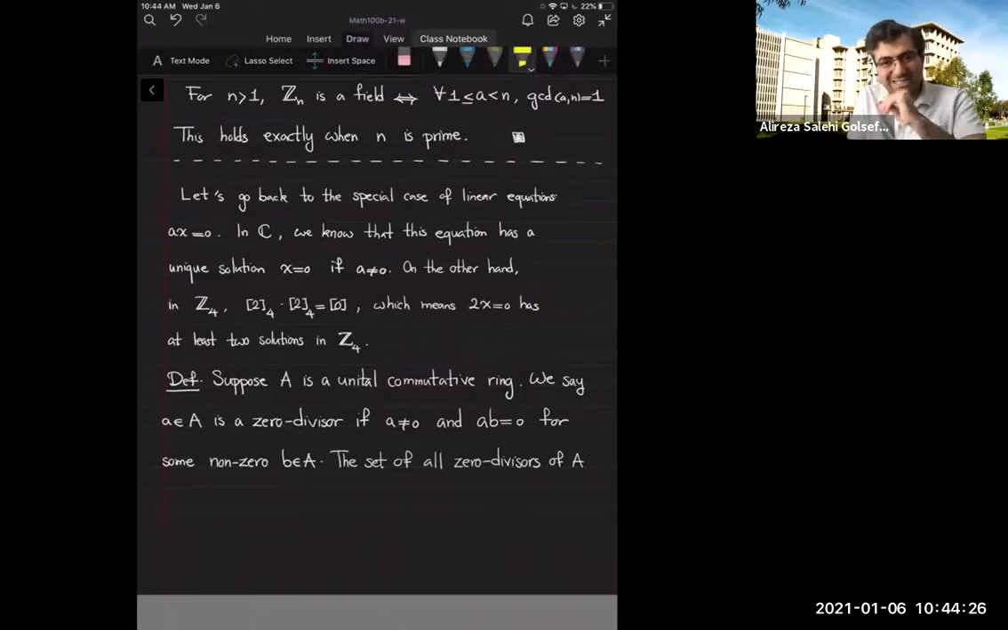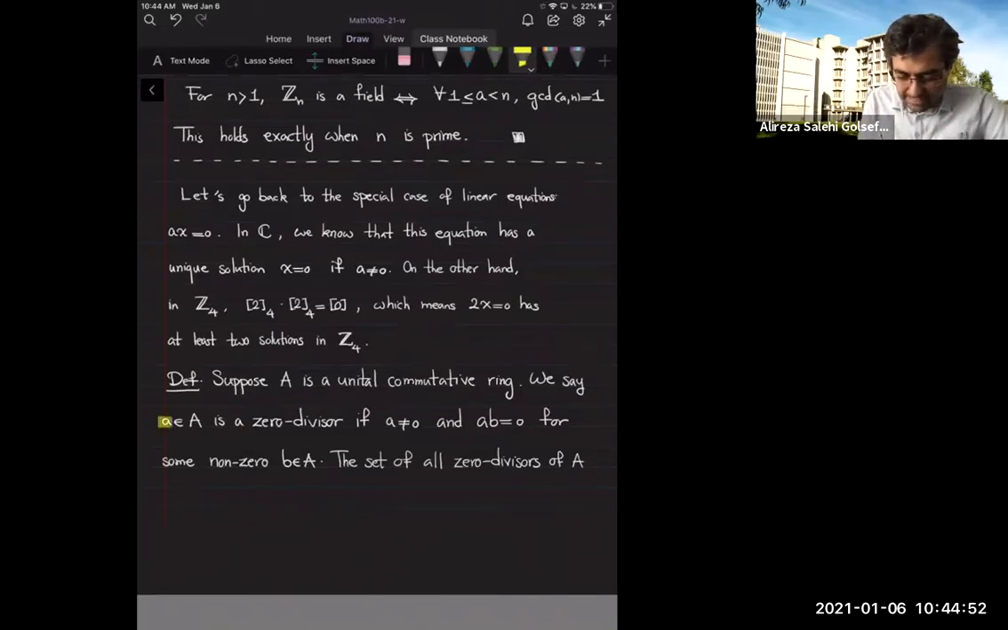So again, there is a distinction between what we are used to and an arbitrary ring. So in order to be able to rely on our intuition, we have to define some properties for the ring, for the elements of the ring, and so on. In a unital commutative ring, we say an element A is a zero-divisor.